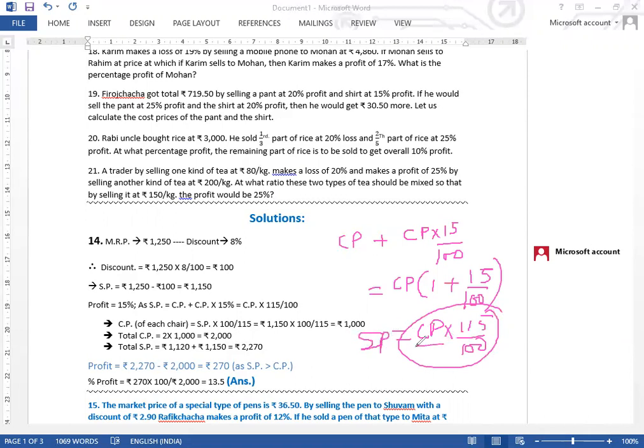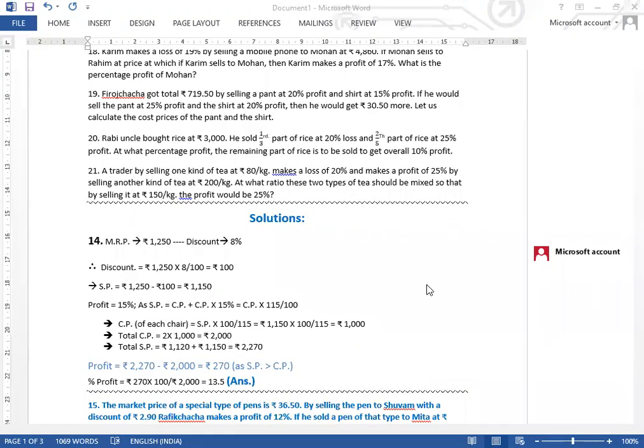So now how will CP be found out? Since SP is given as 1,150, just cross multiply it. So CP will be 100 into SP by 115. So CP of each chair will be SP into 100 by 115. That gives you 1,000. So 1,000 will be the cost price of each item. So the cost price of the 2 chairs will be 2 into 1,000, that will be 2,000.